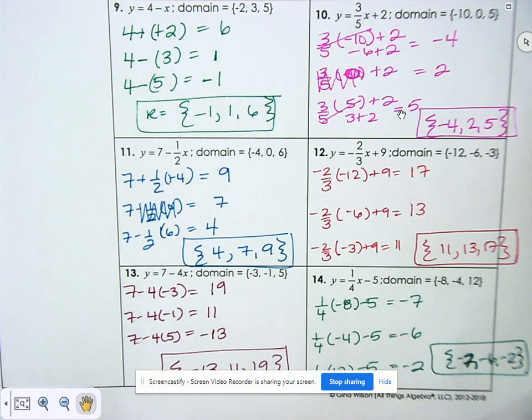All right, so that is writing equations as functions and then how to plug them in and get your numbers. Okay.